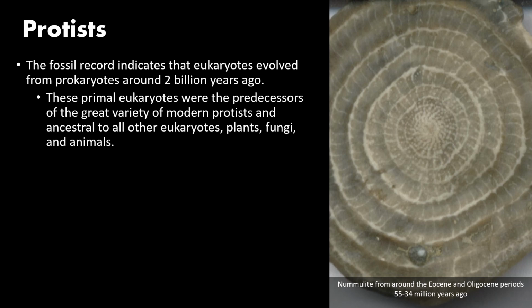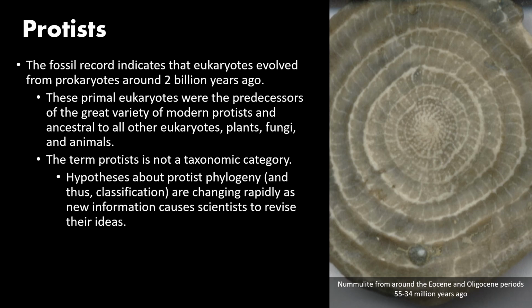Now, the very early primal eukaryotes were going to be the predecessors of a great variety of modern protists and all other forms of eukaryotes that are going to come from them. So protists are kind of the ancestral type, and then we have eukaryotes that are going to turn into plants, fungi, and animals. Now, the protists are a weird group because it's not really a normal taxonomic category where all of them have the same characteristics. So we're not saying all of these are in here because they have this, this, and this. They're basically all there because they don't belong anywhere else, and it's more of a catch-all group.